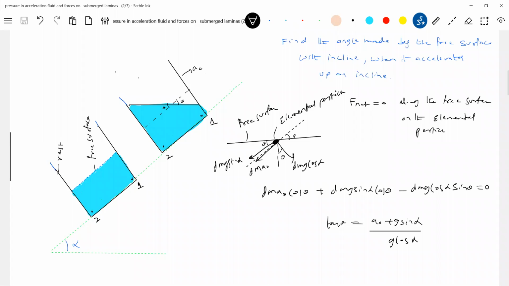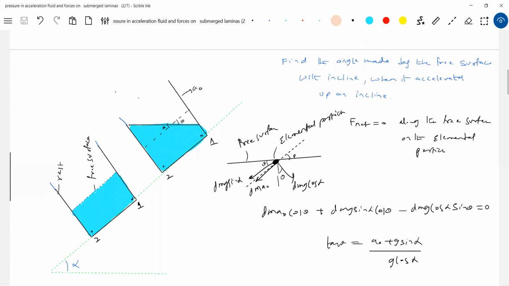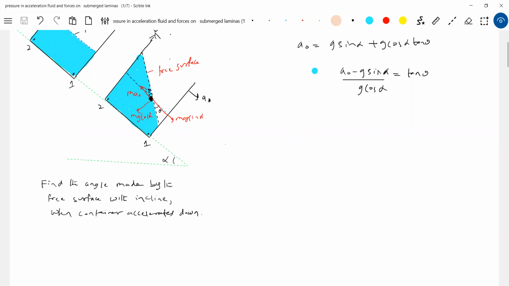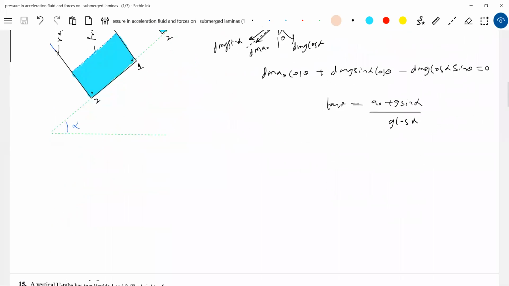Some in buoyancy it will come. When we go for buoyancy, what will happen to the buoyant force in accelerating fluids? Means if a body is floating here, how to take the buoyant force? Similarly, if a container is accelerating horizontally and a body is floating, how to take the buoyant force? Or when it is rotating? So buoyant force in accelerating fluids is one separate topic.